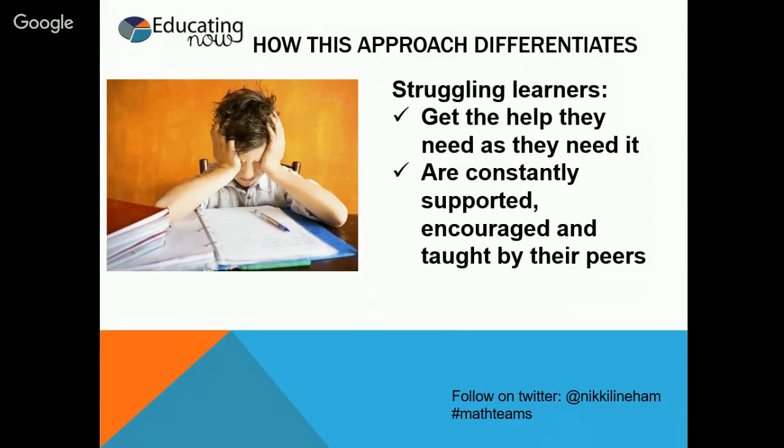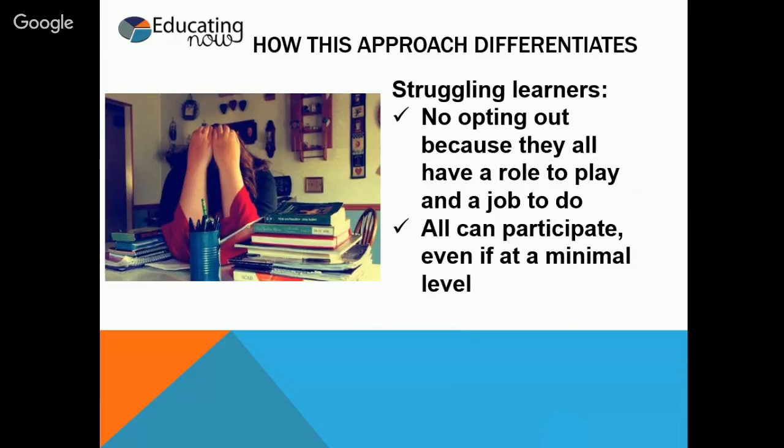So they're constantly being supported and encouraged by their peers, and they're getting the help they need as they need it. And honestly, I was totally blown away by some of the achievement, especially these struggling learners. I've never seen students learn so much in such a quick amount of time. That's part of why I spent my summer creating this course, because it was so powerful and so effective.